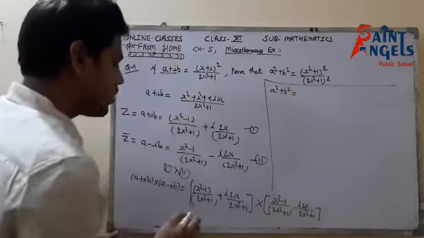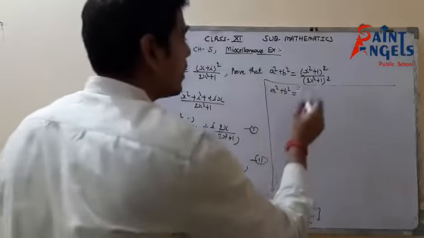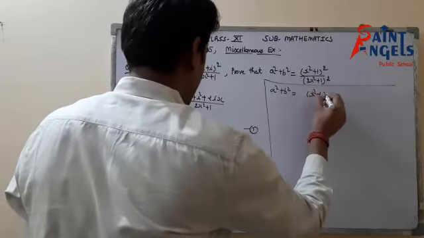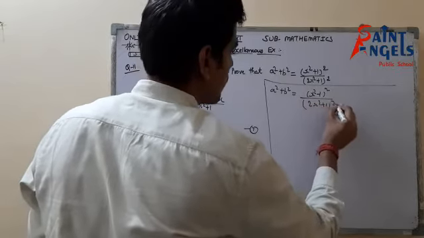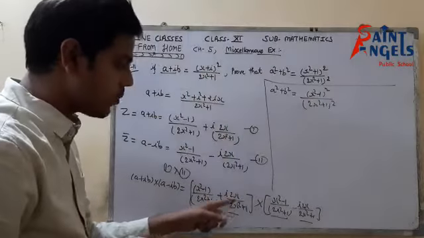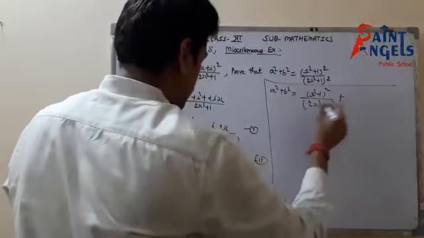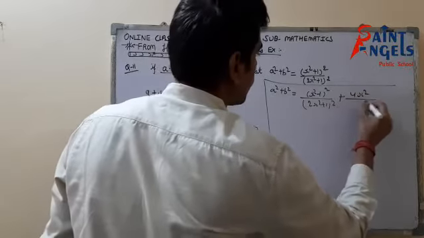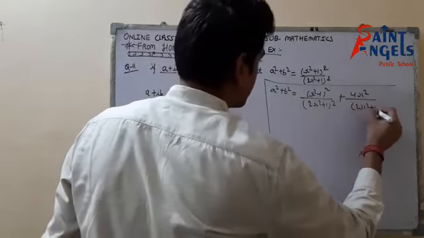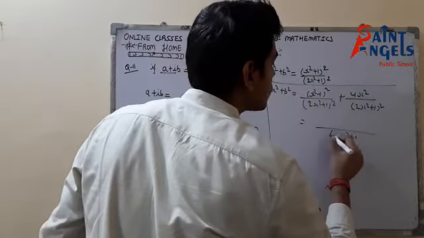This is also a plus b, a minus b. So a square plus b square equals (x square minus 1) whole square upon (2x square plus 1) whole square, minus iota 2x upon (2x square plus 1) whole square. Since i square is minus 1, minus 1 would be plus. So that would be 4x square upon (2x square plus 1) whole square. Take the LCM, (2x square plus 1) whole square.